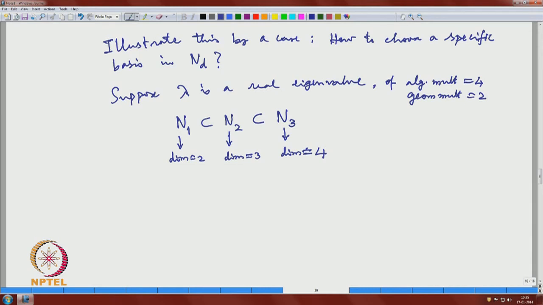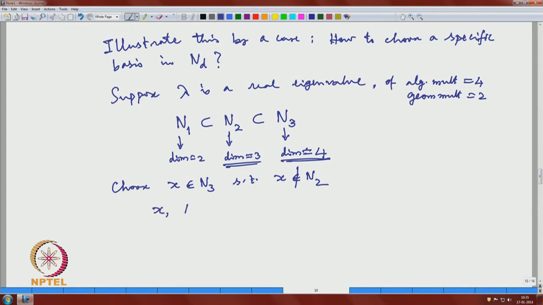So, choose x in N3 such that x is not in N2. This is possible because this dimension is 3 and this is dimension 4. So, there is at least one non-zero vector which is in N3 which is not in N2. That is fine.